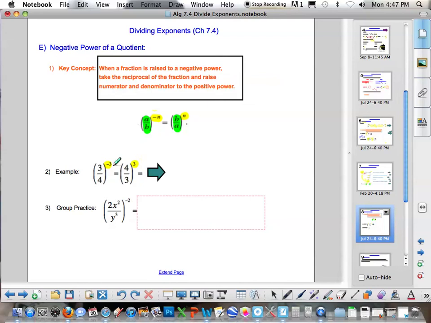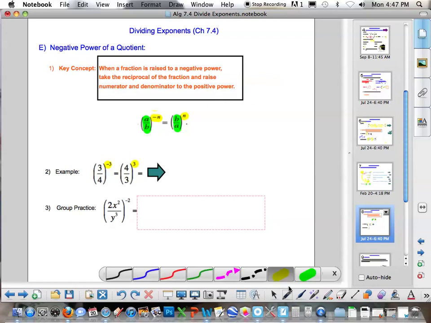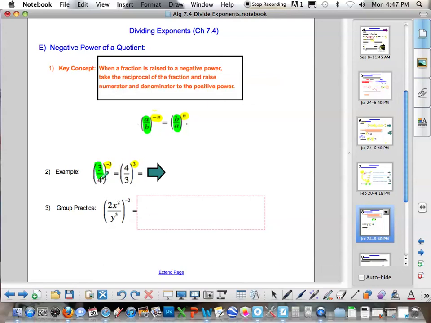Okay, notice what happened there. Negative 3 became positive 3. And look at my fraction. The only thing I did was I flipped top to bottom and bottom to top. The reciprocal. Okay, from there, I know that this exponent here on the outside needs to go to both numerator and denominator, and my parentheses can then come out. 4 to the third over 3 to the third becomes 64 over 27. Okay, 64 over 27.